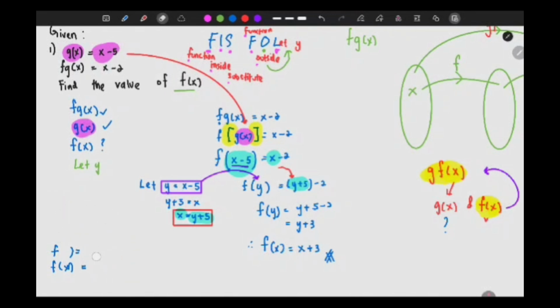Okay, and we also can double check how we use the fx and gx that we have. Are we getting the fgx or not? We check whether it's correct or not. So let's check.